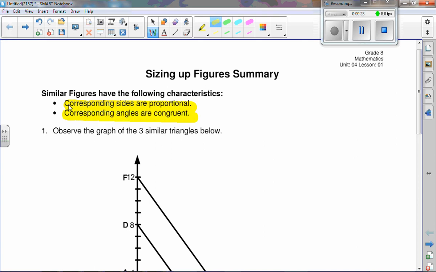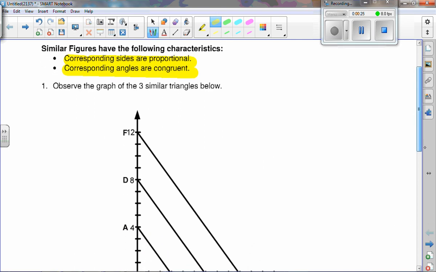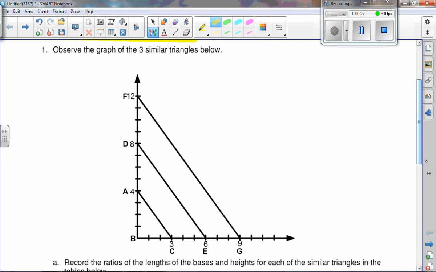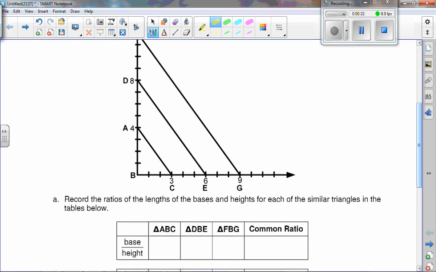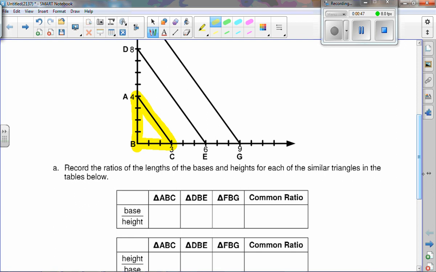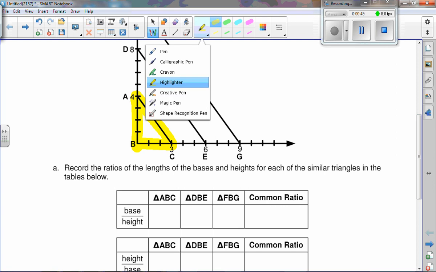Record the ratios of the lengths of the bases and heights for each of the similar triangles in the tables below. Okay, the first thing that it tells us to do is look at the base and the height, and we're looking at triangle ABC. That is the smaller triangle that you see on the graph. The base measures 3. That is the numerator. The height is 4, so that is your denominator.